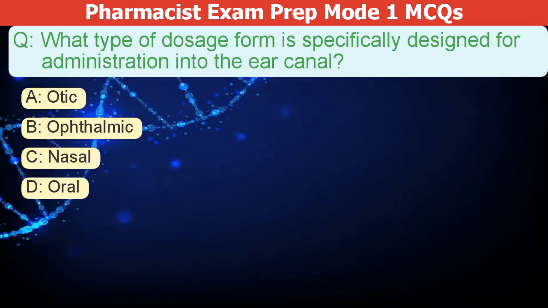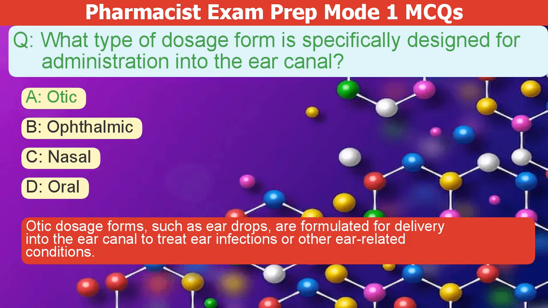What type of dosage form is specifically designed for administration into the ear canal? A. Otic. B. Ophthalmic. C. Nasal. D. Oral. The correct answer is A. Otic dosage forms, such as ear drops, are formulated for delivery into the ear canal to treat ear infections or other ear-related conditions.